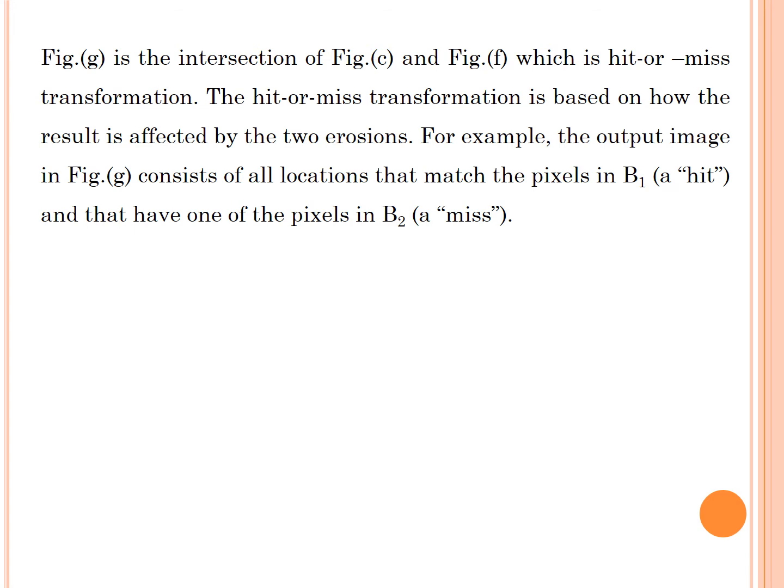The hit or miss transformation is based on how the result is affected by two erosions. For example, the output image in figure G consists of all locations that match pixels in B1, that is a hit, and that have one of the pixels in B2, that is a miss.